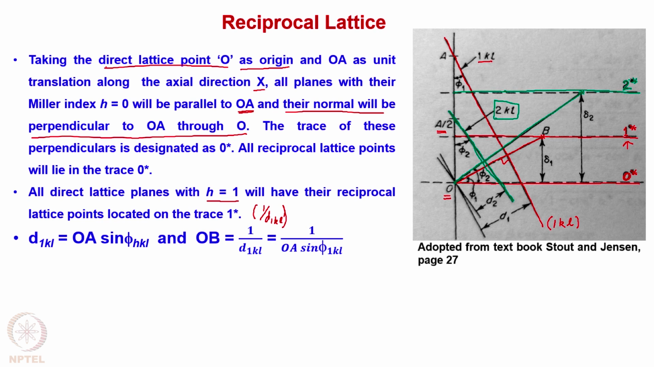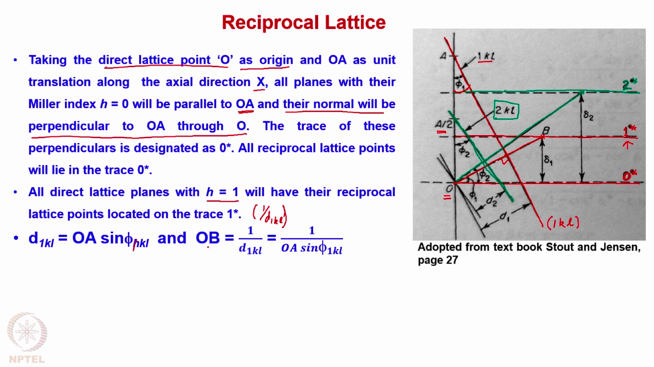So, if we try to apply some simple mathematics, what we can find is d1kl is equal to OA sine phi 1kl, where phi is the angle here. d1kl is the distance from here to there, and that distance is nothing but OA sine phi 1, or sine phi hkl, which actually should be 1kl.